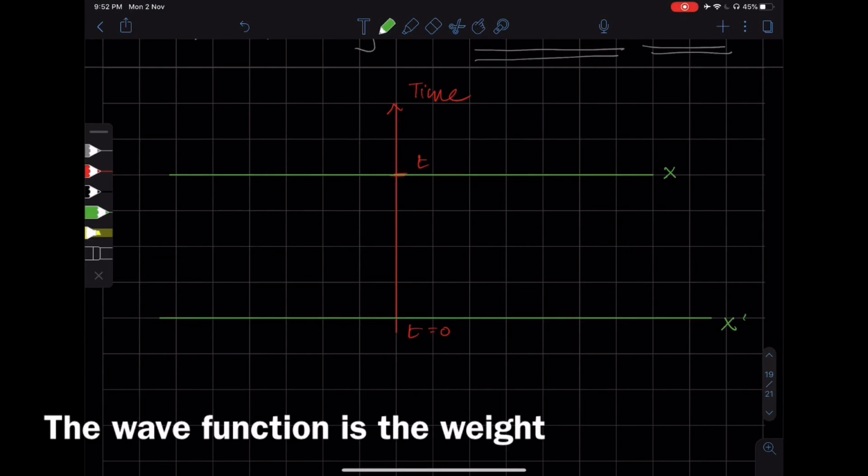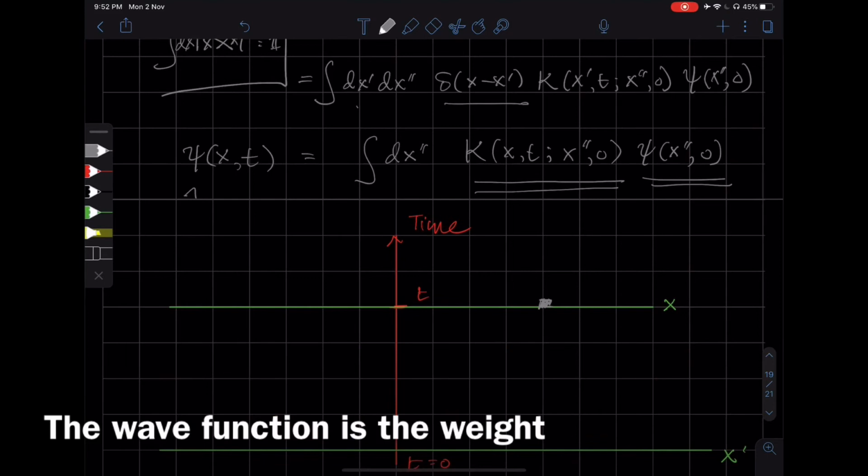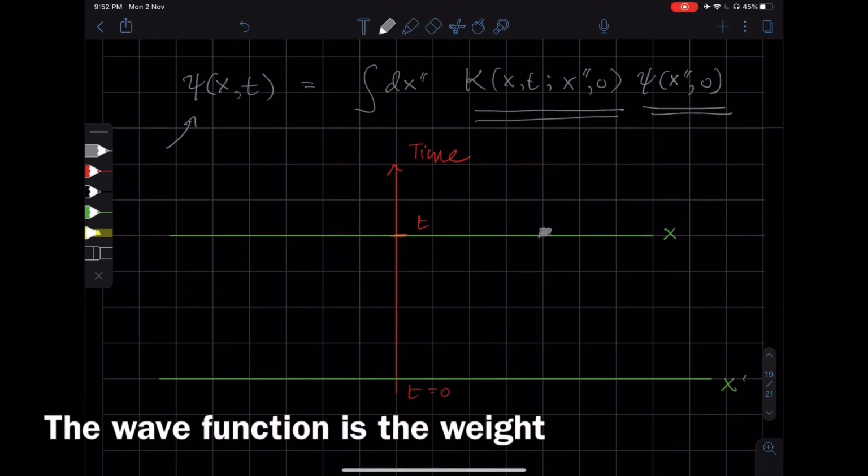So now if you want to find out what the wave function is, say over here, what the Schrodinger equation is telling me is that I will have to take into account the value of the wave function at every point in space at the earlier time, but their influence on this point is going to be given by this function. So this function represents the influence that a unit or a delta function wave function has.